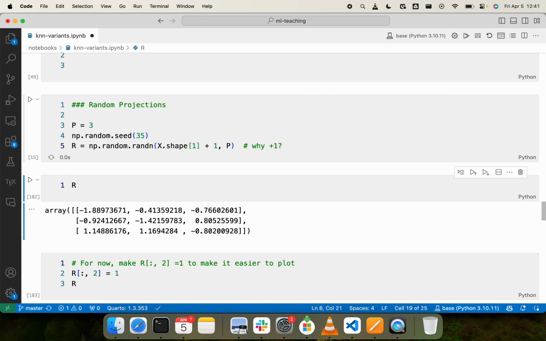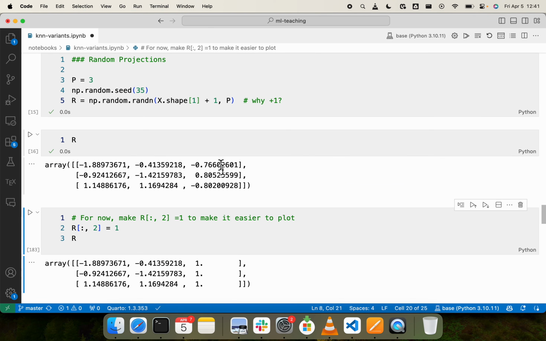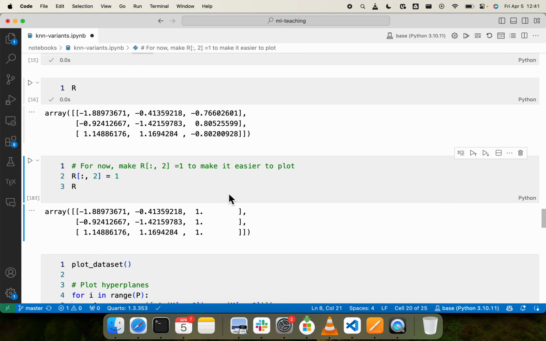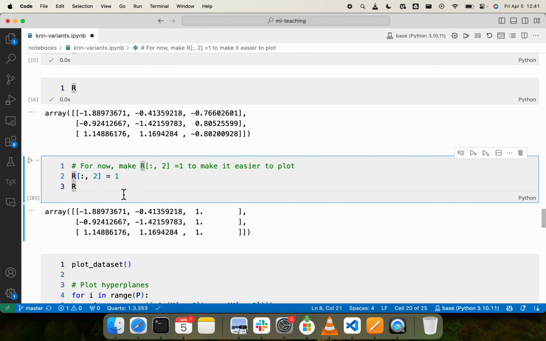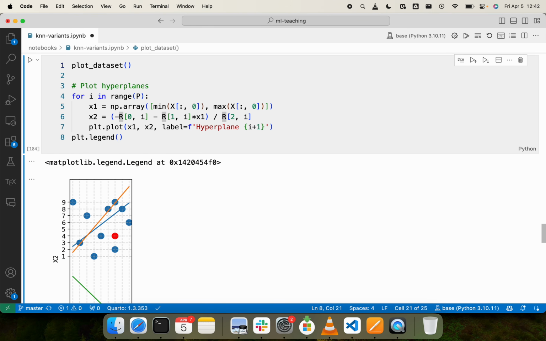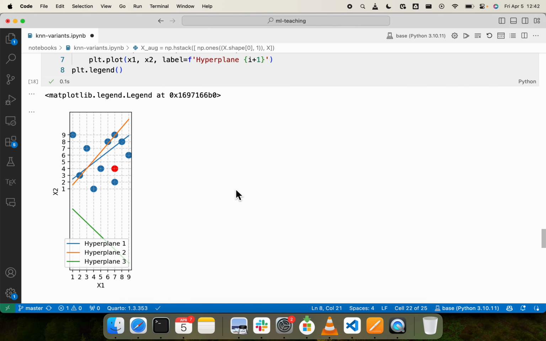So if I do this, my R matrix looks like this. Why is it 3 cross 3? Because it's a d plus 1 cross p dimensional matrix. D was 2, so d plus 1 is 3, and p hyperplanes. Just to make things slightly easier, I'm making the last columns just ones. We don't need to do this. This was just giving me somewhat reasonable looking results.